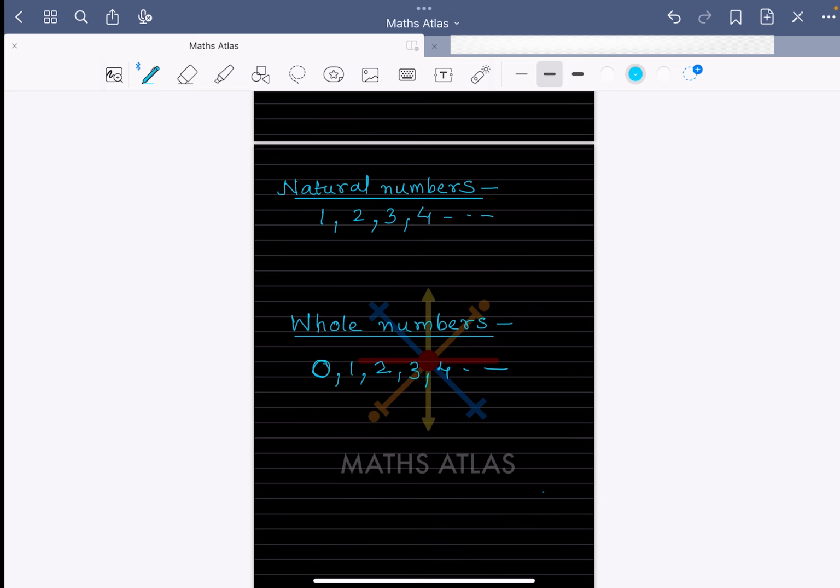So how to remember? Many of them get confused about whether the 0 is in the natural numbers or in the whole numbers. Now can you see here? This is an O, so you can just consider that O as 0. Hope that is clear to you.